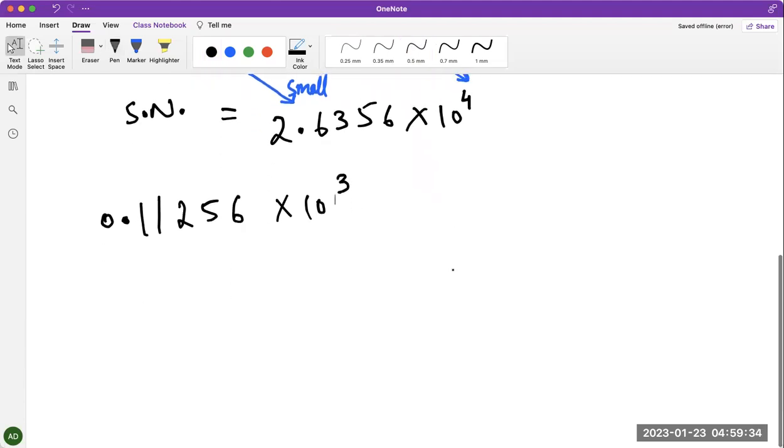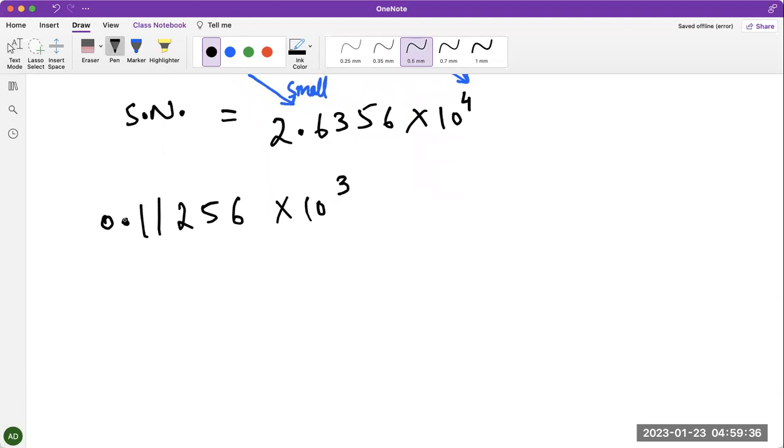Let's say you're given this number, 0.11256 times 10 to the power 3, and you're trying to change it into scientific notation. Then the scientific notation should look like what? So this decimal cannot sit there. The decimal should be after the first non-zero number. So the number should actually look like this, 1.1256. You see, that's how we want the number to look.